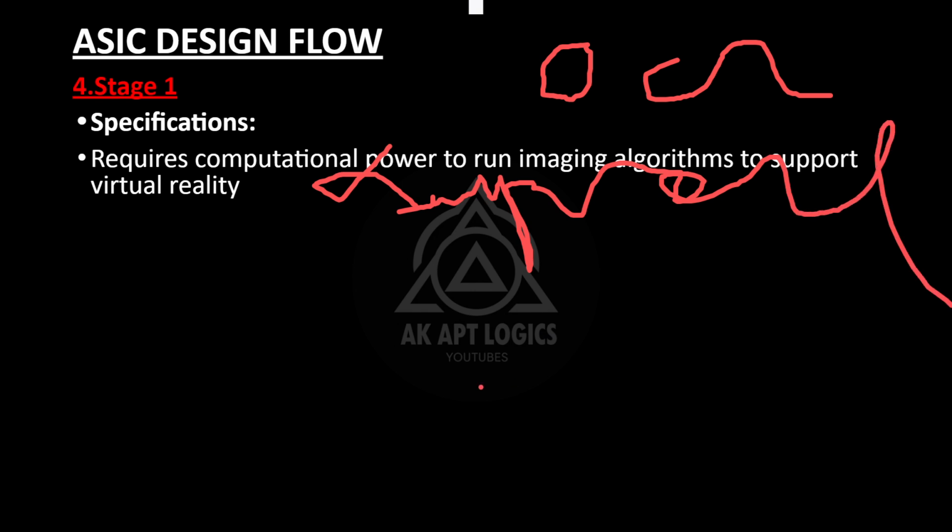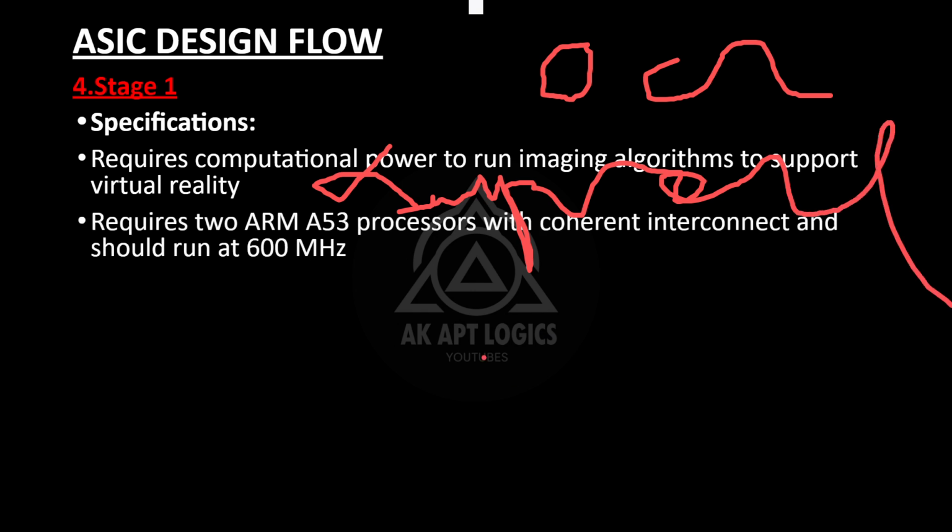Okay, so next, requires two ARM processors with coherent interconnect and should run at 600 MHz. This is one of the specifications. It means the client requires the ARM A53 processors with coherent interconnect, and it should run at 600 megahertz. It is the clock frequency, right? So this is also a functionality or functional specification.